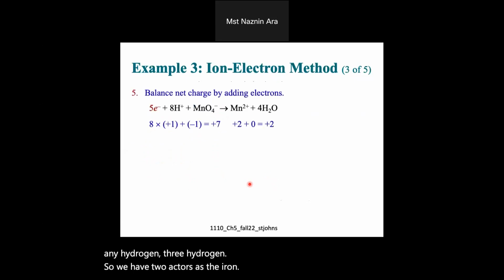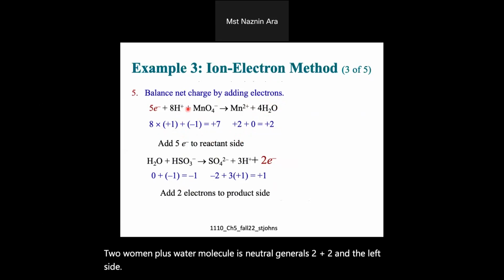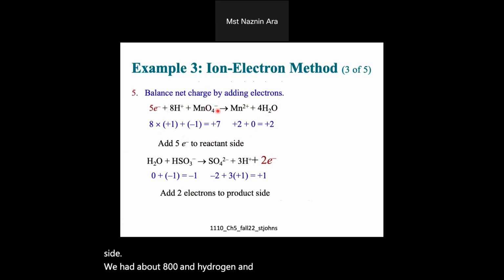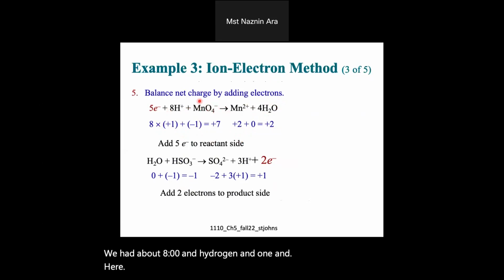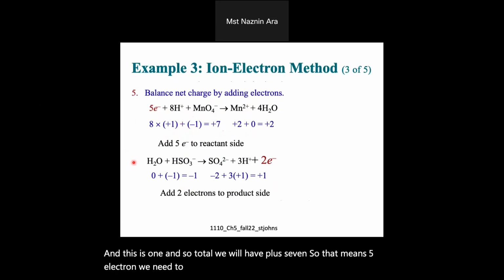Now we have to balance the net charge by adding electrons. On this side we have 2 Mn plus water molecule, which is neutral 0, so plus 2. And on the left side we had the 8 hydrogen ions, and here MnO4 has charge negative 1, so total we will have plus 7. So that means 5 electrons we need to add on the left side to balance the net charge.